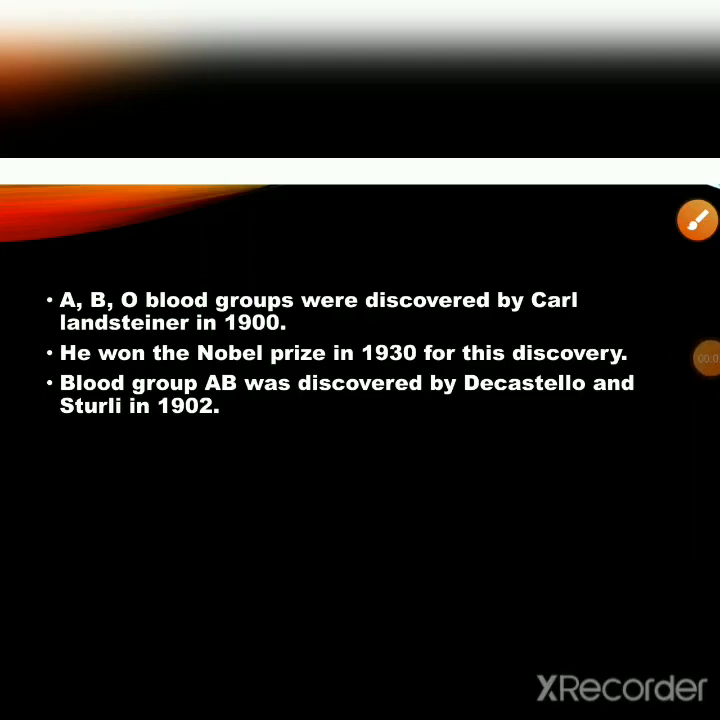ABO blood groups were discovered by Karl Landsteiner in 1900. He won the Nobel Prize in 1930 for this discovery. Blood group AB was discovered by De Castello and Sterling in 1902.